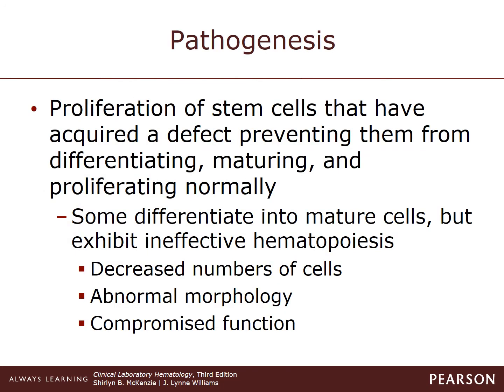Proliferation of these stem cells that have acquired a defect prevents them from differentiating and maturing normally. Some differentiate into mature cells, but you can see some kind of ineffective hematopoiesis, observed by seeing abnormal morphology, which leads to compromised function. And overall, you're going to see a decrease in the normal number of cells peripherally.